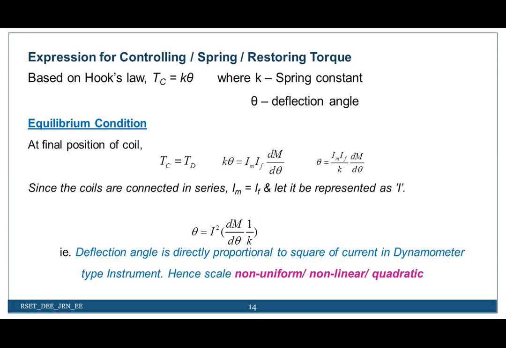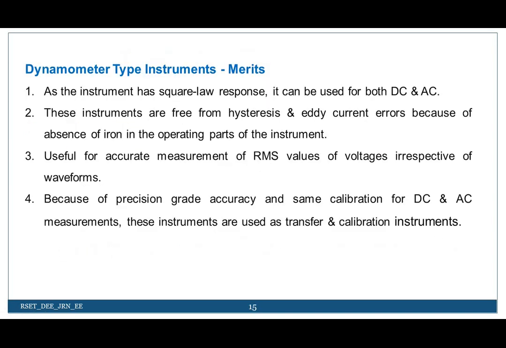Now, in the diagram, you can see the two coils are connected in series, so I can write IM equal to IF, and let it be represented by I as shown in the diagram, so that I can modify this equation. The deflection angle theta is equal to I squared dM by d theta into 1 by k. That is, the deflection angle is directly proportional to the square of the current in a dynamometer type instrument. Hence, the scale is non-uniform or non-linear, or I can even say quadratic, since theta is directly proportional to I squared.